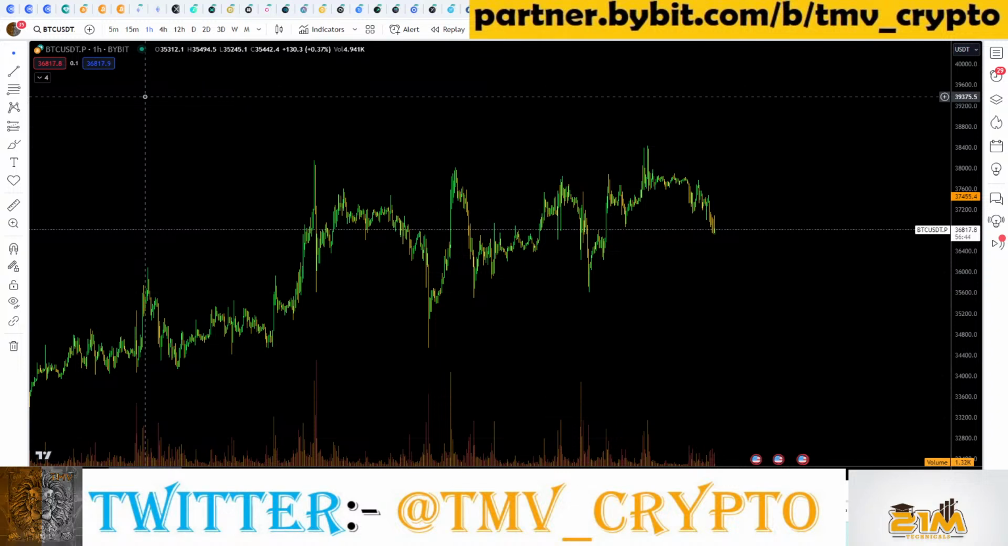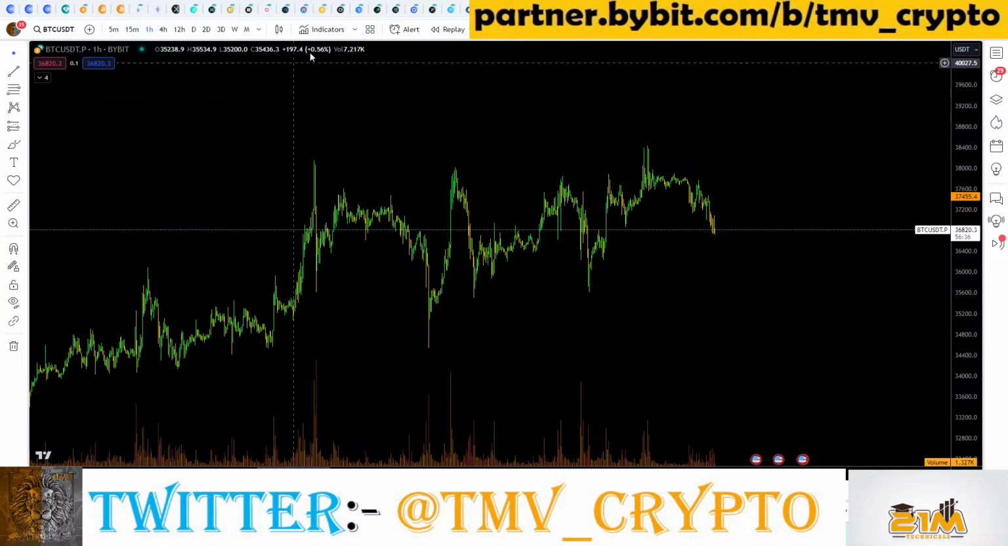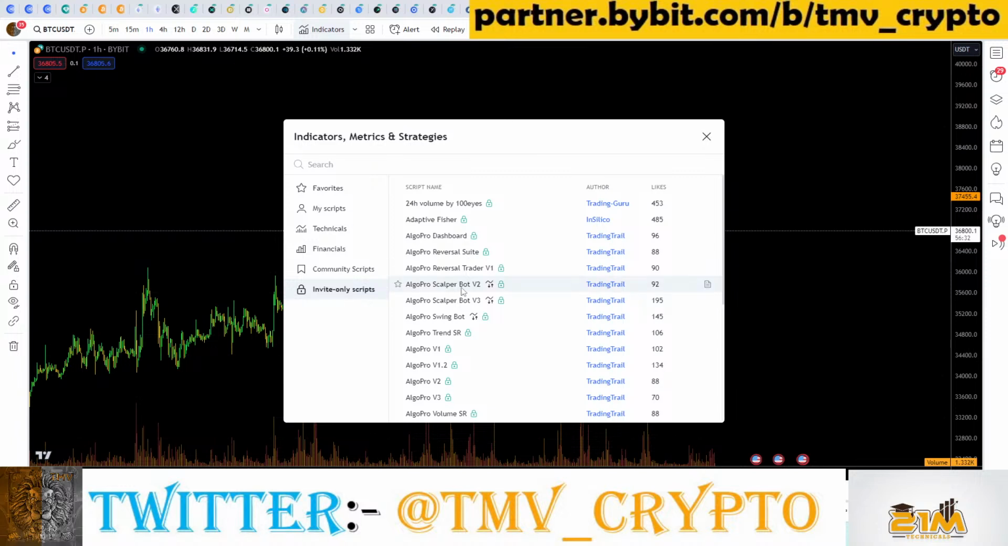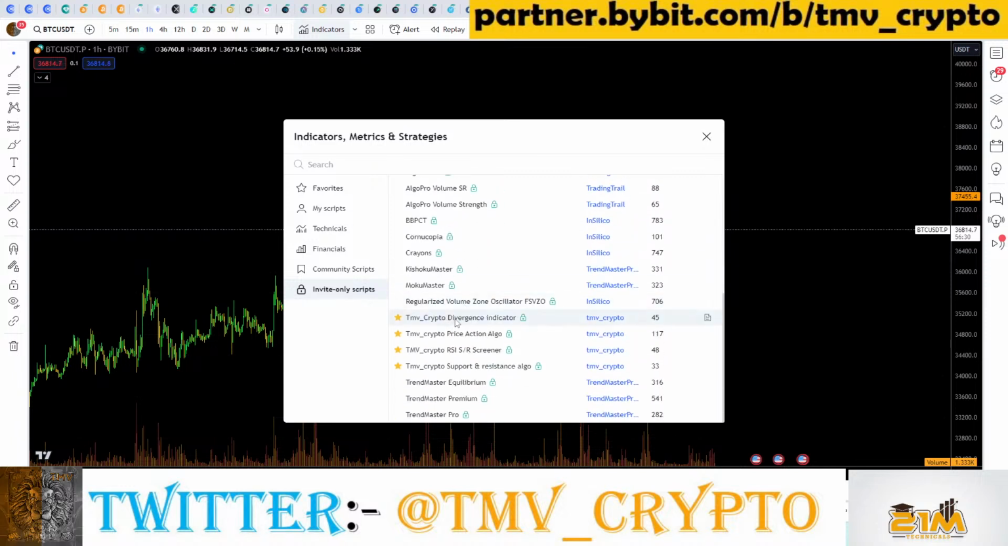So the 21M community has been given access to this algo. The members are given access. So if you have gotten access, go to the indicators tab. Under that, invite only scripts, and you'll find our 4 indicators. TMV crypto divergence indicator, TMV crypto price action algo, which is one of the best price action algos we have in the whole market, and Crypto RSI screener.